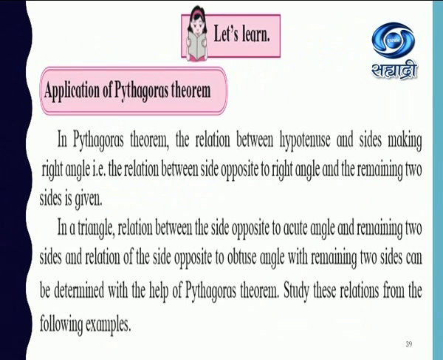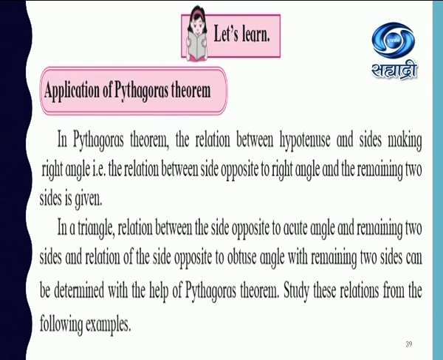Now that we have Pythagoras theorem, there are some applications of it. So let's learn more about it. In Pythagoras theorem, the relation between the hypotenuse and the sides making the right angle, that is, the relation between the side opposite to the right angle and the remaining two sides, is given. So in a triangle, the relation between the side opposite to the acute angle and the remaining two sides is one part, and the relation of the side opposite to the obtuse angle with the remaining two sides can be determined with the help of Pythagoras theorem.